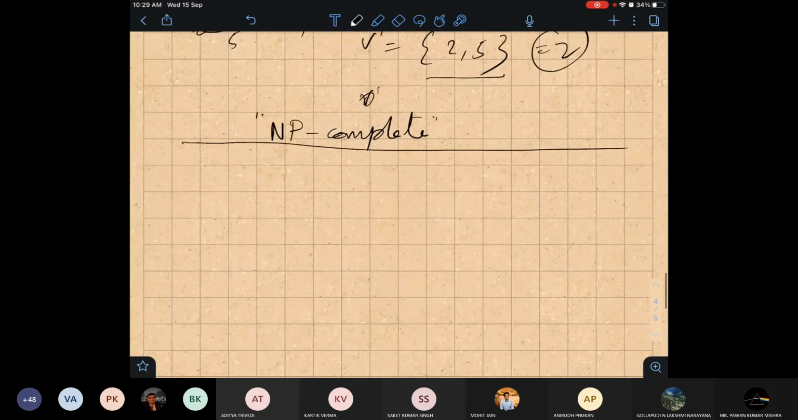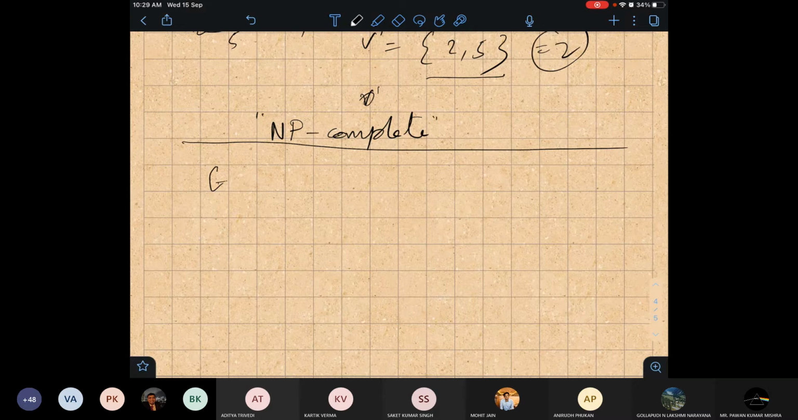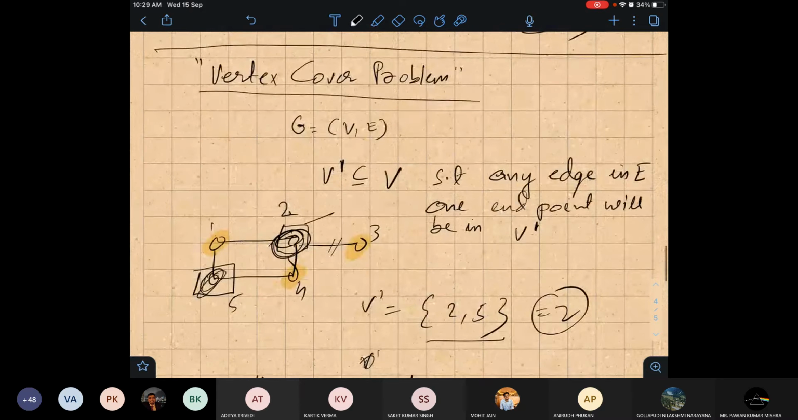First, I will ask you people to guess an algorithm which will work, a greedy algorithm basically, which is very trivial. Is the problem definition clear? Yes, sir. So what will be a trivial greedy algorithm for this problem? Sir, we can select the vertex with the most number of edges.